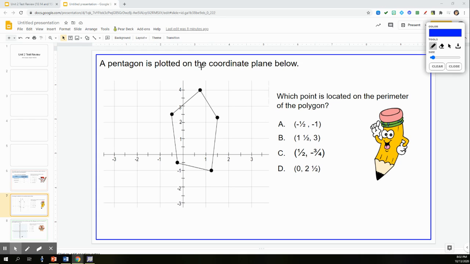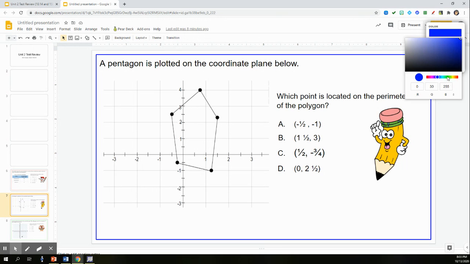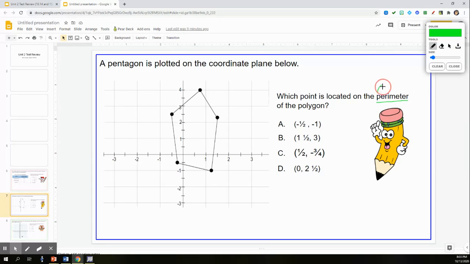A pentagon is plotted on the coordinate plane below. Which point is located on the perimeter of the polygon? So perimeter is another word for border or like picture frame. So if I go look for the border of this shape, it would be along this line right here.